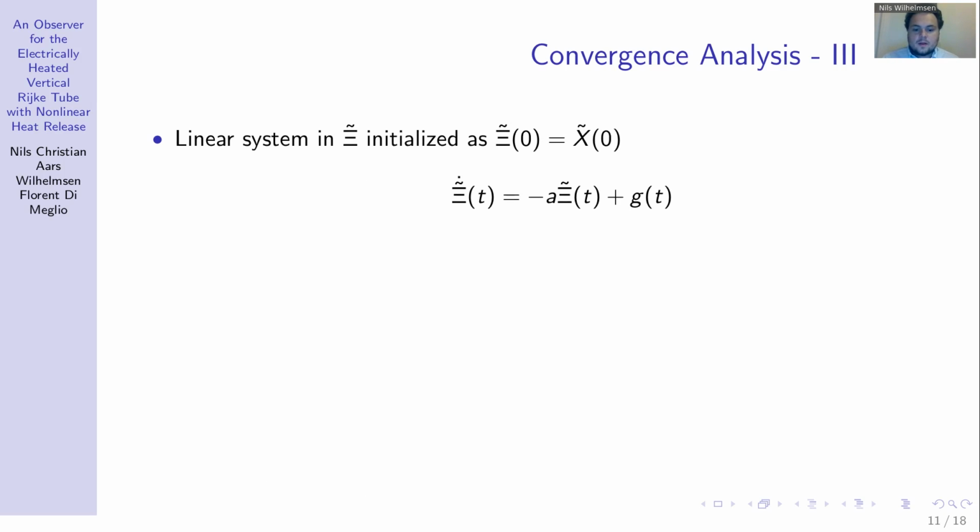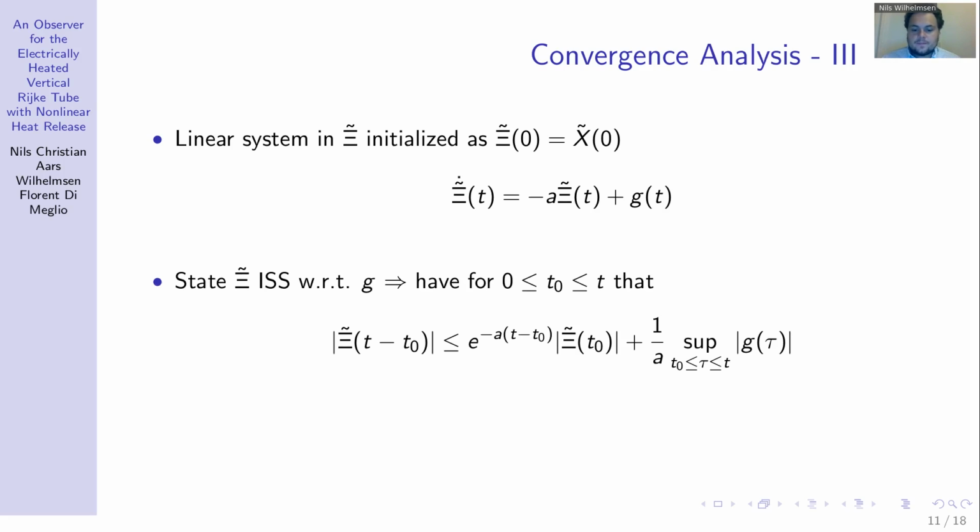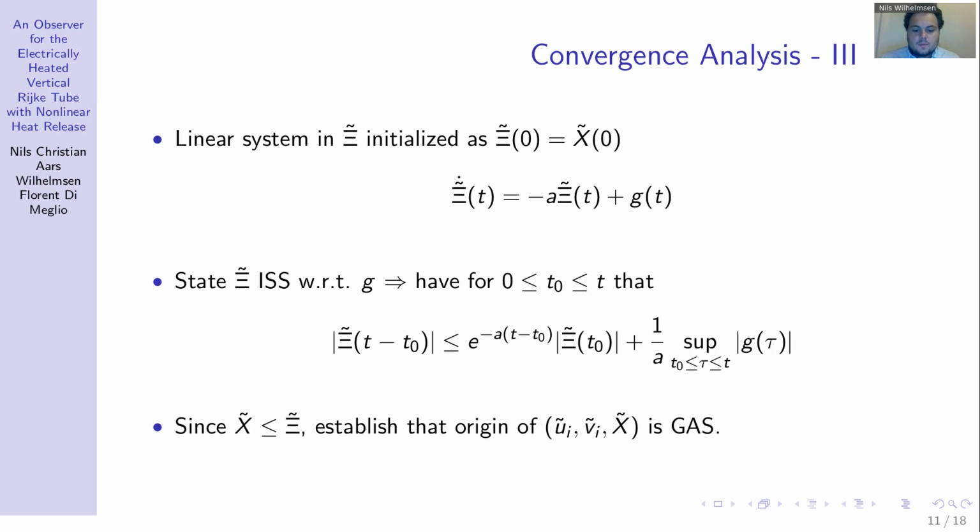We define now a linear system in xi tilde as follows. Because xi tilde is input to state stable with respect to g, the following bound can be asserted. Also, because of the initial conditions of xi tilde being the same as the initial condition of x tilde, we have that x tilde is smaller than or equal to xi tilde, and the theorem is proved.